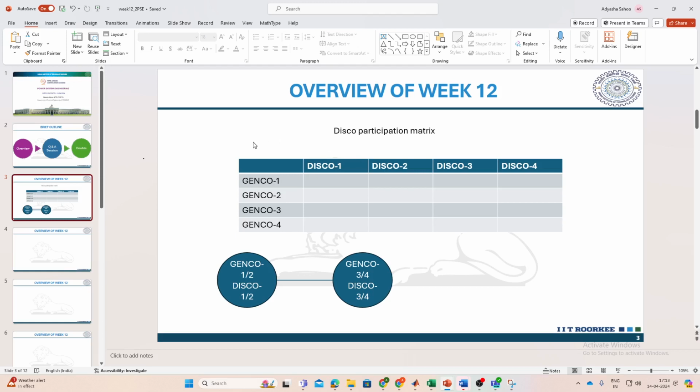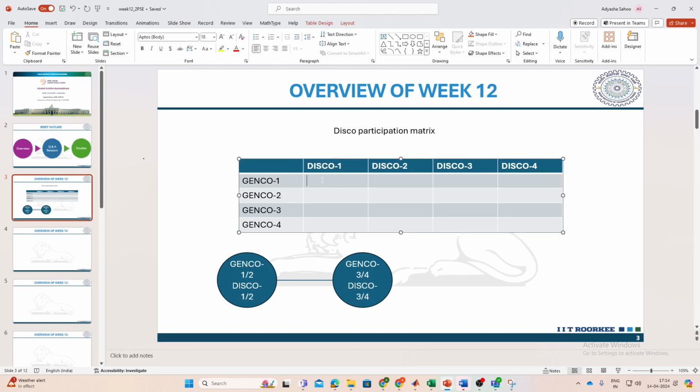Last class we discussed how the vertically integrated utility was changing under the scenario of deregulation. We'll see how this works using a small example. Let's say this is your area 1 with two GENCOs, GENCO 1 and GENCO 2, and two DISCOs, DISCO 1 and DISCO 2. Similarly, in area 2, we have GENCO 3-4 and DISCO 3-4, and these two areas are connected with a tie line here. We'll see this DISCO participation matrix here.